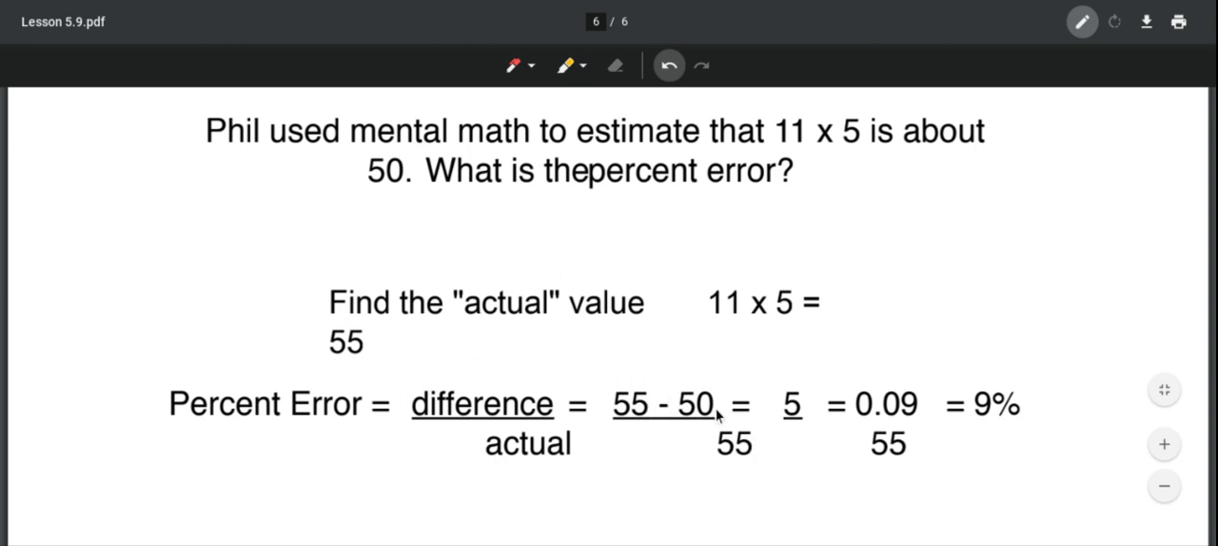When we do 55 minus 50, we would have 5 divided by 55. This didn't line up correctly, so this 55 belongs under here, this 55 belongs under there. And when we divide 5 by 55, we would get 0.09 or 9%.